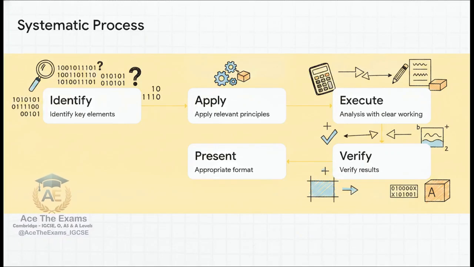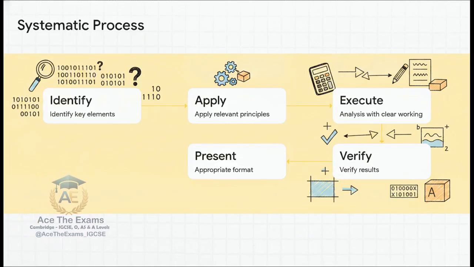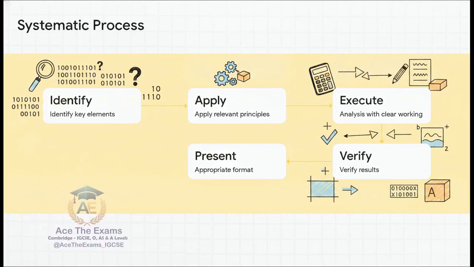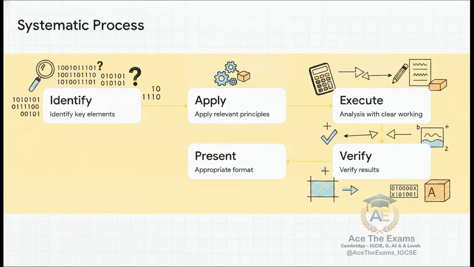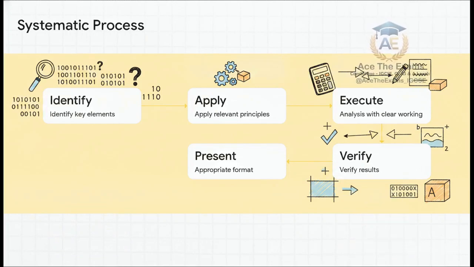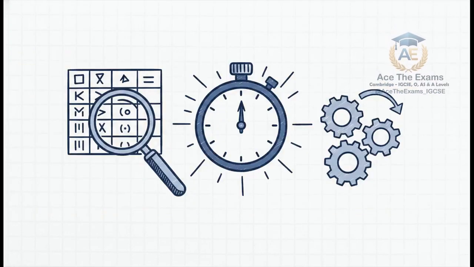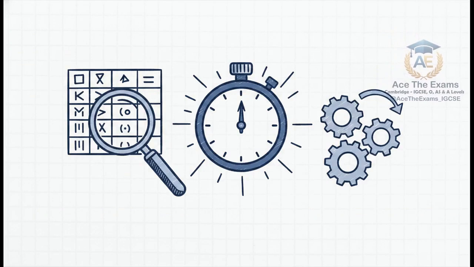This right here is where you secure those vital method marks. Write down the binary addition. Show the math. Step 4, verify results. Bring in our OBC mnemonic. Check for overflow. Check the memory boundaries. Step 5, present in appropriate format. Ensure your final answer directly answers the command word. If they ask for hexadecimal, do not leave it in binary. Rigorous data interpretation skills are absolutely critical here. You must be able to extract from binary representations, perform calculations, and draw evidence-based conclusions.